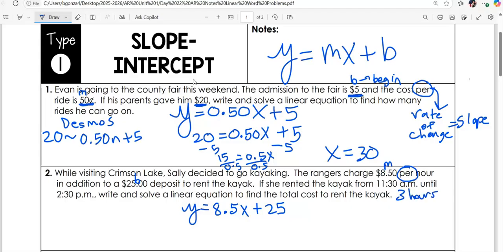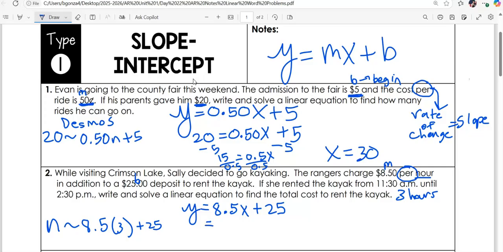now is hours going to be X or Y? What do y'all think? Well, let's think about it. 8.50 per hour means 8.50 times hours. This is an X. This one's a little bit easier, okay? Now you could type it into Desmos like this, okay? N squiggle 8.5 N. Sorry, 8.5. The hours was 3 plus 25.